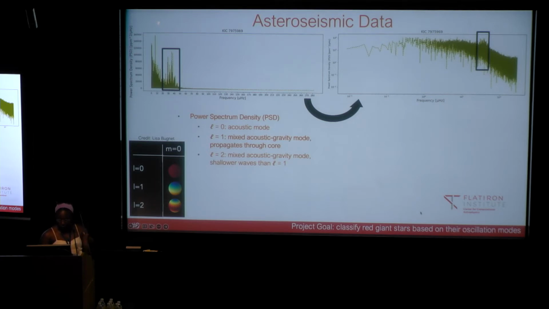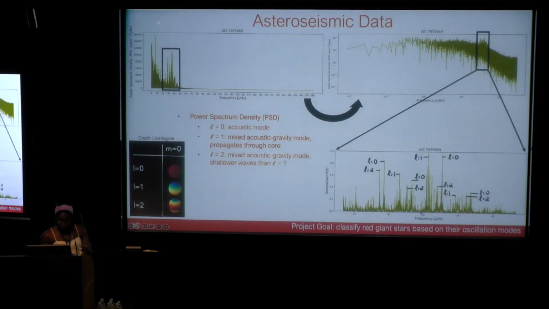And so when we magnify this region, we see the oscillation modes L equals 1, L equals 0, and L equals 2. And again, these numbers just denote the amount of surface nodes that the wave has as it propagates throughout the star. And this visual right here is just an illustration of how those modes manifest on the surface of the star.